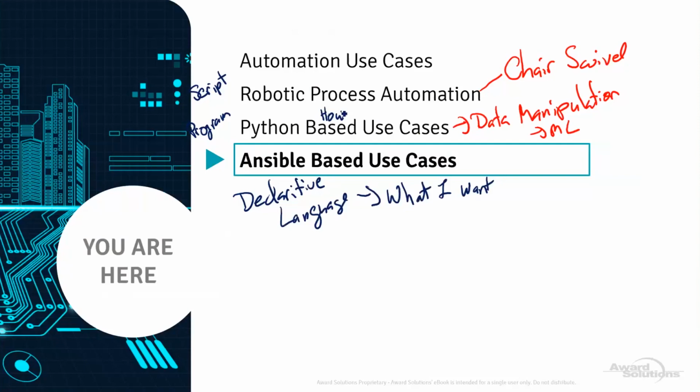If you have children, I have 4. If you have children, you might say to your child, clean your room. So that's really more of this declarative language. What you're wanting is you're wanting an end result where the room is clean. You're not really talking about how. I want you to pick your dirty clothes up and put them in the hamper. I want you to hang all your clean clothes up. I want you to take your toys and put them in the toy box. I want you to make your bed. That's more of the how.